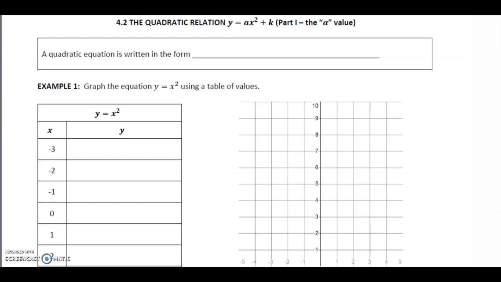In 4.2, the quadratic relation, y equals ax squared plus k. Okay, this is going to be part 1, the a value. So a quadratic equation is written in the form y equals x squared. Okay, so we're going to first introduce what's going on when we have an a in front of the x squared. So when we have a number here, whether it's a positive or negative number, whether it's a fraction or a whole number, all these different situations, what does the a value actually mean?